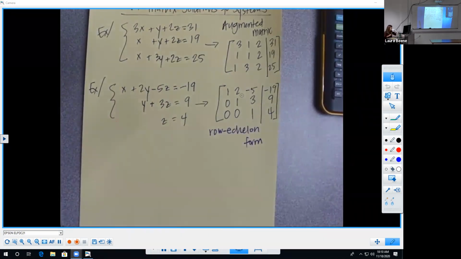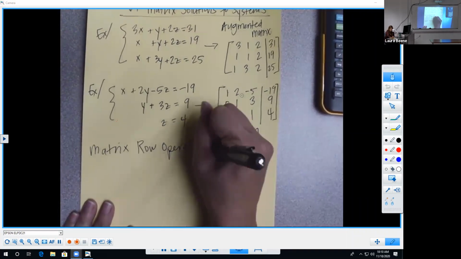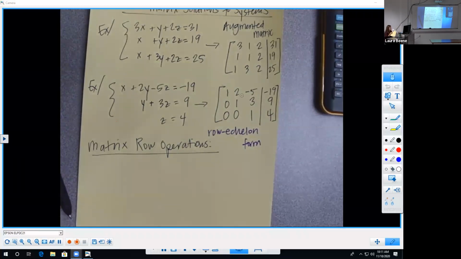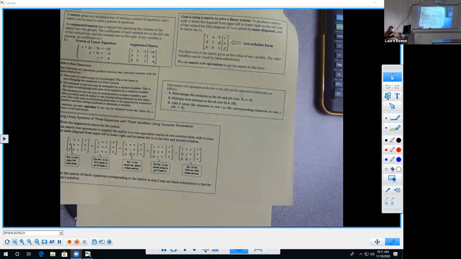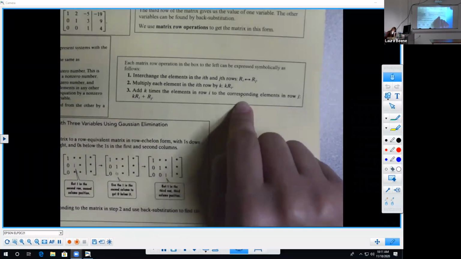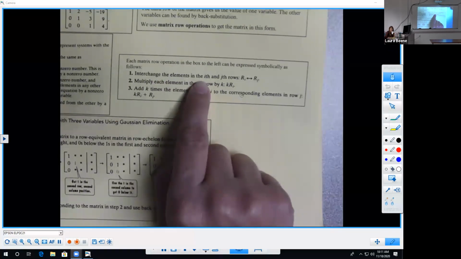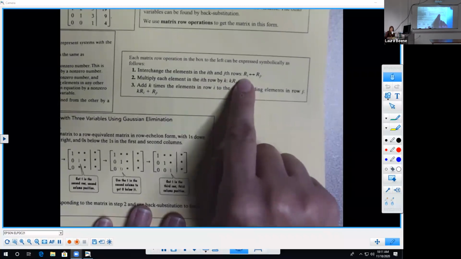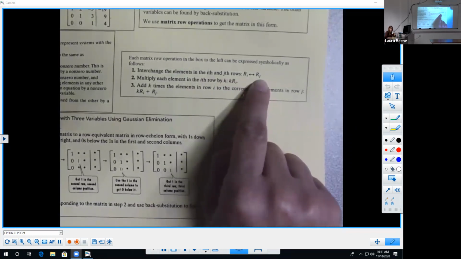Okay. So the way I get things there is by doing matrix row operations. Okay, so we can write this out, but I think that I have it already written out and it does a little bit better job. So if you look at this on the last sheet of your note sheets, we can do three things to our matrices. Okay, we can interchange the elements on the, it says ith row and jth row.